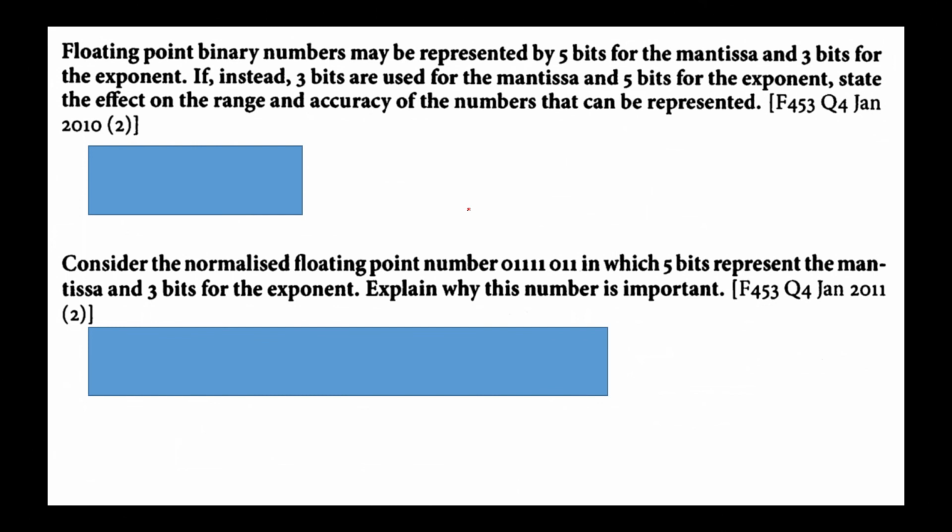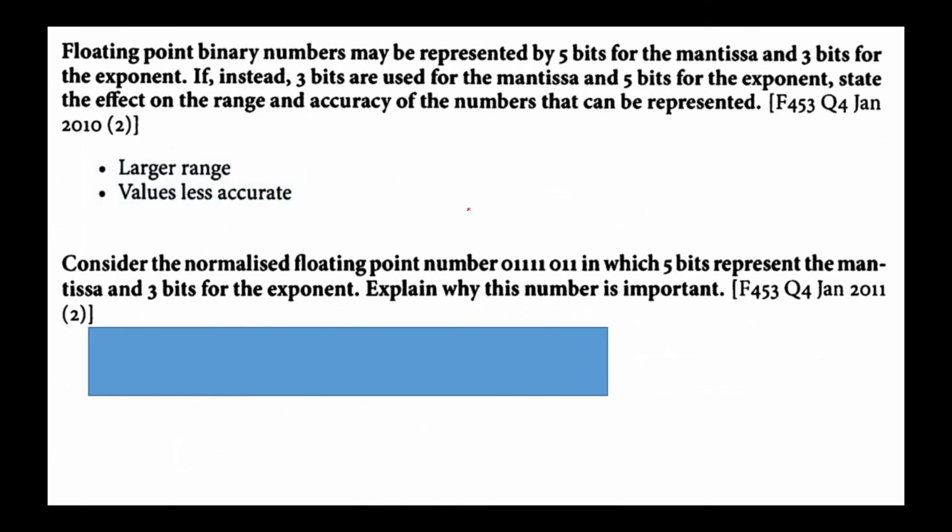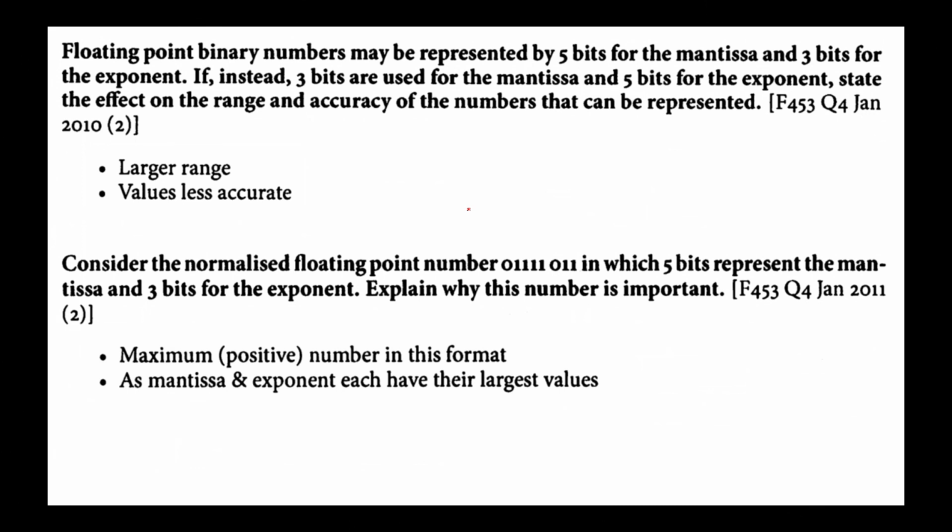Right, so state the effect on the range and accuracy where there are 3 bits for the mantissa and 5 bits for the exponent. The range is larger, but the value stored is less accurate. Then explain why this number is important for the next question: the maximum positive number. Be sure to say positive number, as the other value that can be stored is a really high negative number.